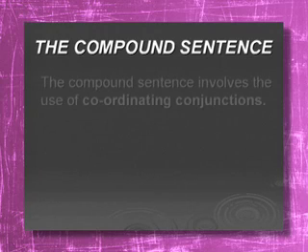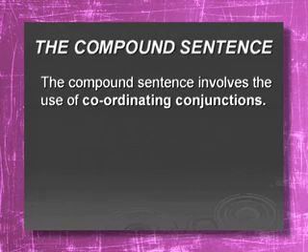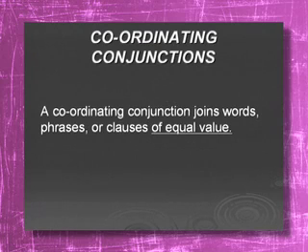We talked in grade 11 about those conjunctions. We said the compound sentence involves the use of coordinating conjunctions. How did we define the coordinating conjunction? We said this. A coordinating conjunction joins words, phrases, or clauses of equal value. Do you remember what we said in grade 11? If you say bread and butter, words of equal value.